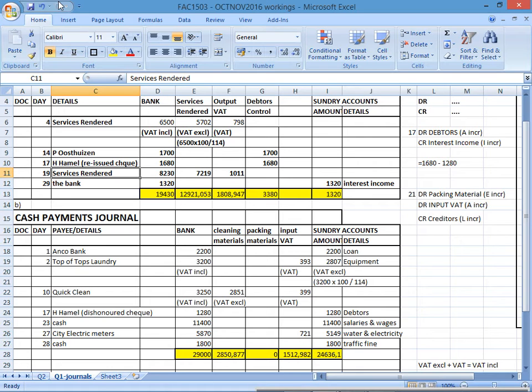Do I have a receipt? Do I have a payment? Do I have something other? Do I have a sale? Do I have a purchase? What are we actually looking at? Is it cash or is it credit? Okay. And that covers the journal bit.